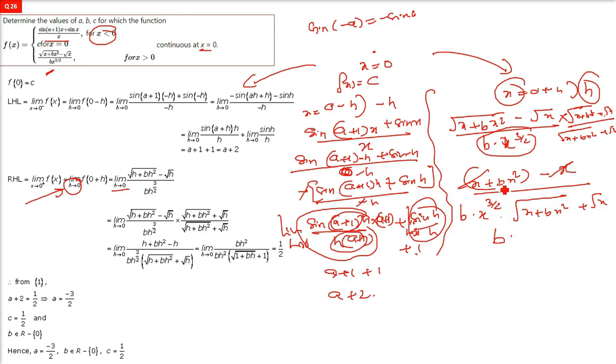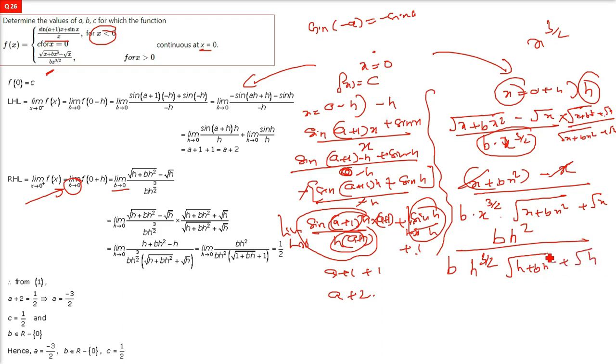B into. Now you can replace h here or wherever you want. I am replacing it here only. It's up to you. You can replace it at the later stages also. So x to the power 3 by 2 is what? It is x to the power 1 by 2, which is root, and this is x cube under root. What is inside here? h plus bh square plus root h.